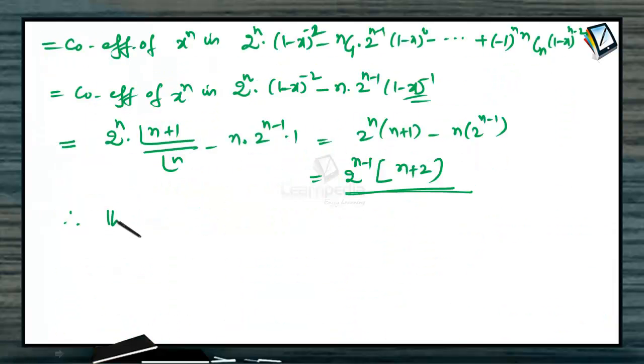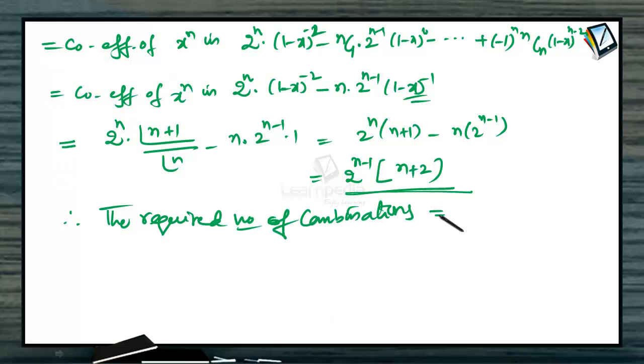So therefore we can write the required number of combinations. The required number of combinations will become (n + 2) times 2^(n-1), which is proved for the given n number of a's, n number of b's, and the rest n number of things unequal, is (n + 2) · 2^(n-1).